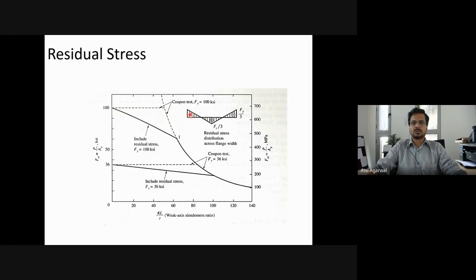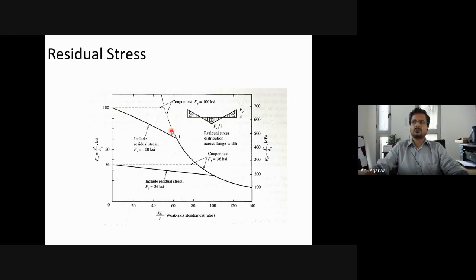If the residual stress distribution is more accurately predicted, then you may get a more accurate prediction of the behavior also. However, this method only accounts for the effects of residual stresses, and we know from the earlier discussion that that is not the only factor. Residual stress is not the only factor. There are other factors that should control the behavior of a column. The other one, more important one, is the column imperfections.